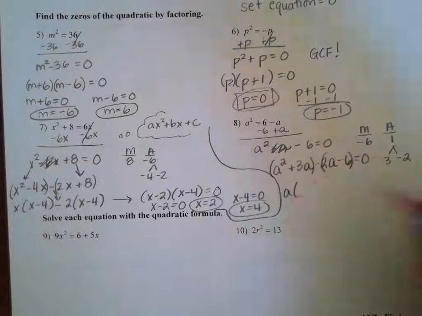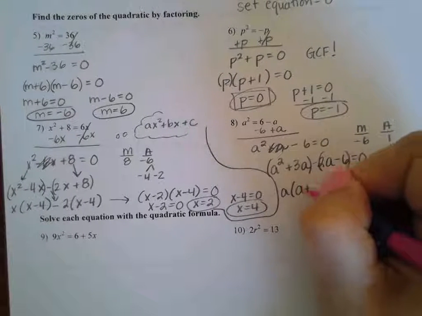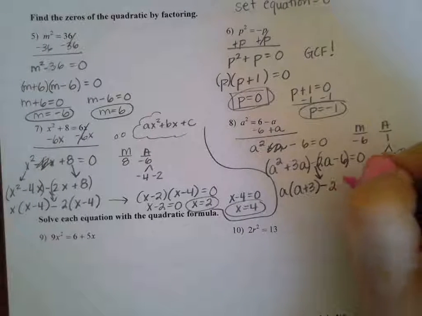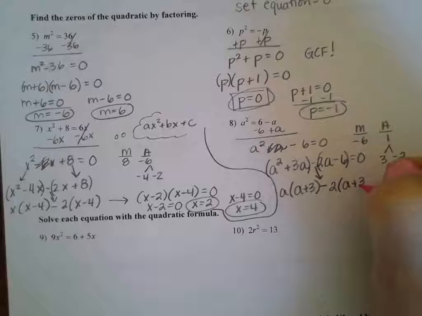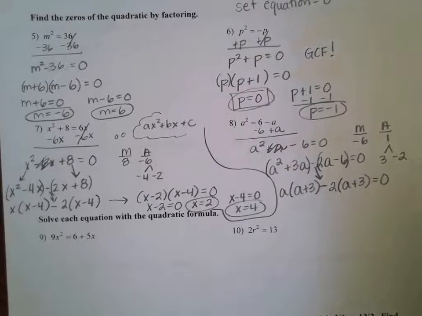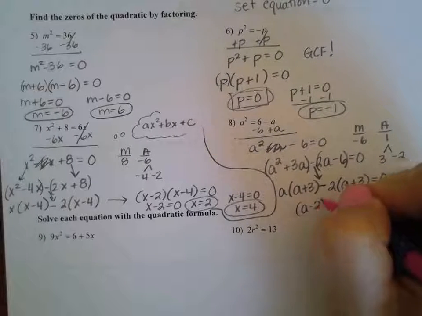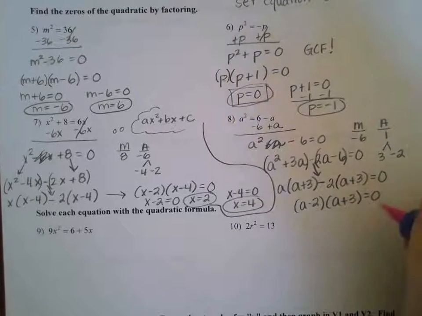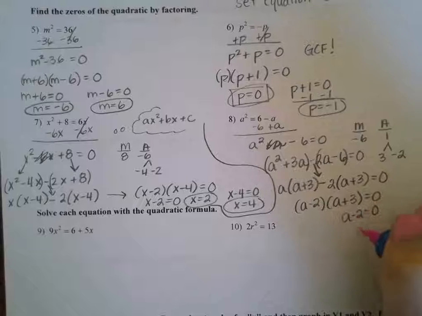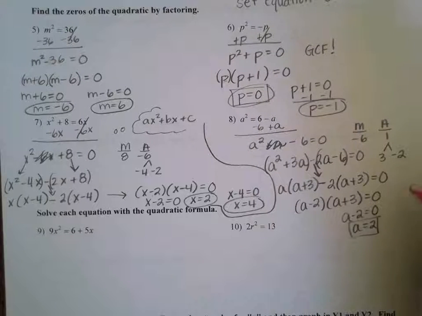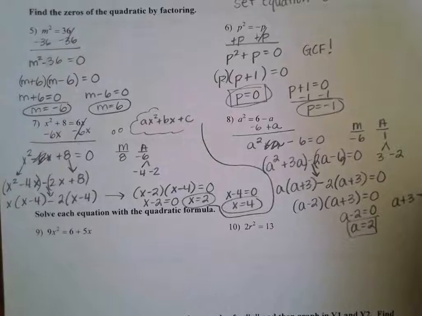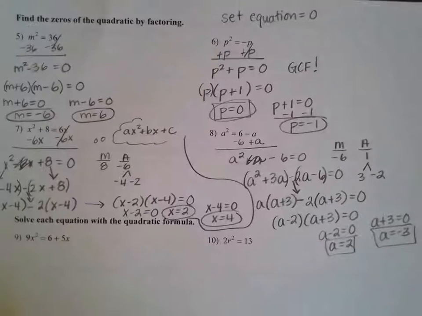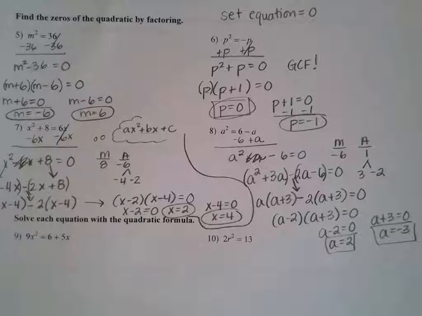Now we're going to group these two, we're going to group these two. So take out an a, you're left with a plus 3. Bring down the minus sign. Take out a 2, you're left with a plus 3. So a minus 2 times a plus 3 equals 0. Set them each equal to 0. A minus 2 equals 0, so a equals 2. A plus 3 equals 0, so a equals negative 3. Okay, that's your answer to number 8.